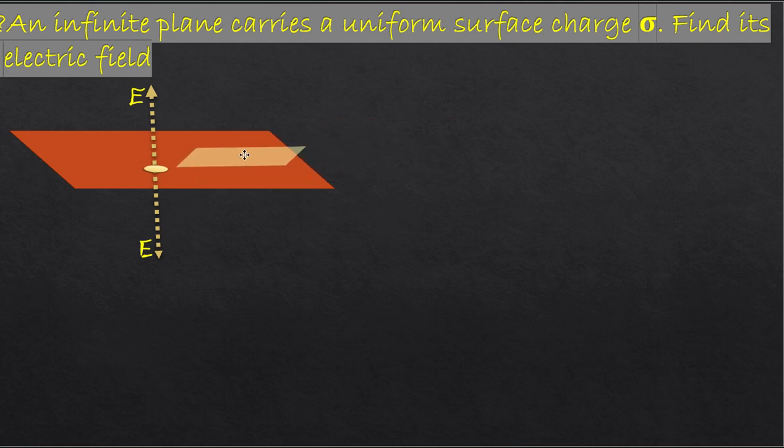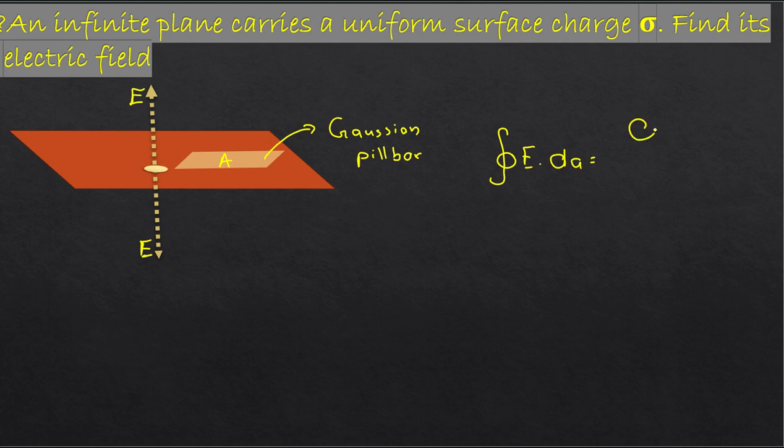Consider this as a Gaussian surface in this field. This is a Gaussian surface, and this is the Gaussian pillbox of area A. We have to apply Gauss's law to this surface, and we get the closed integral of E dot dA is equal to Q enclosed by epsilon 0.